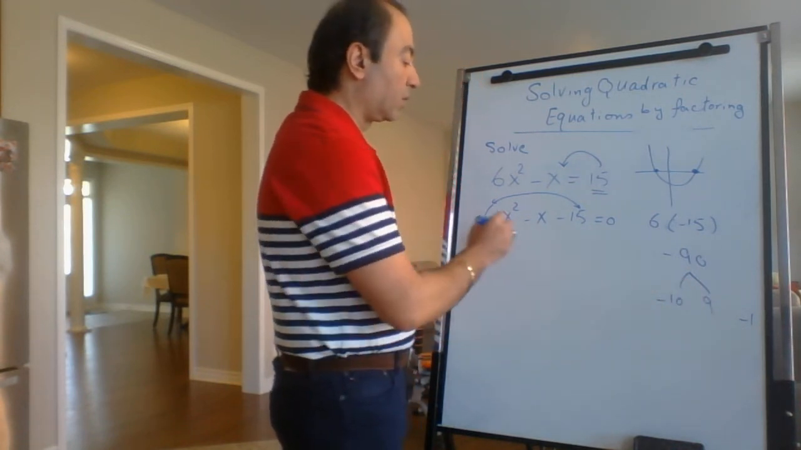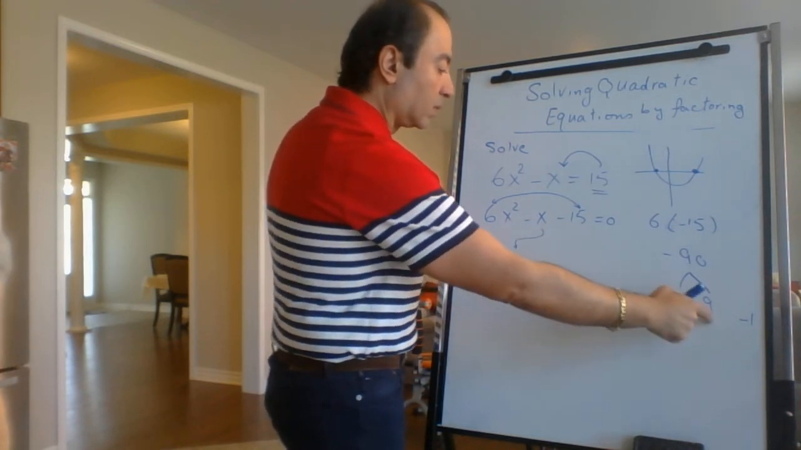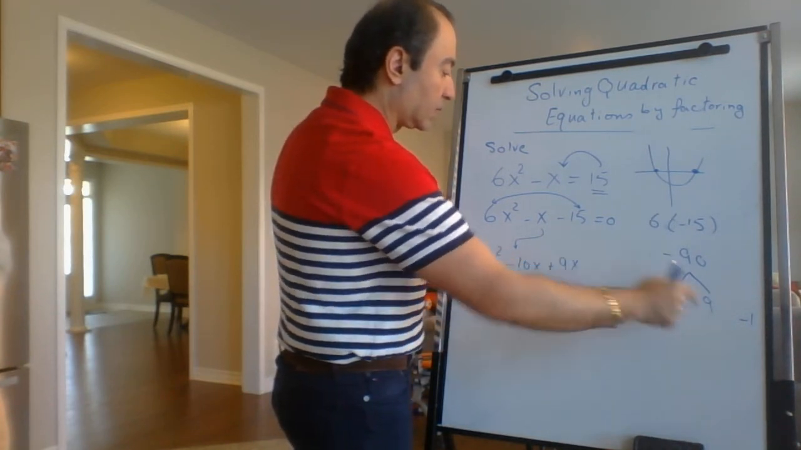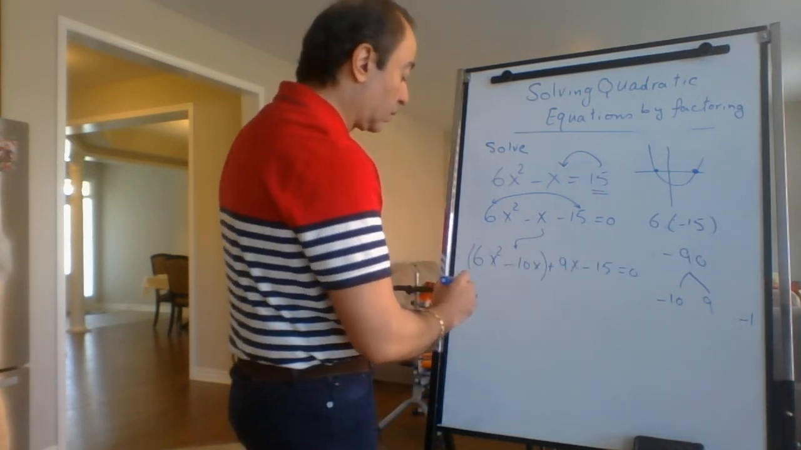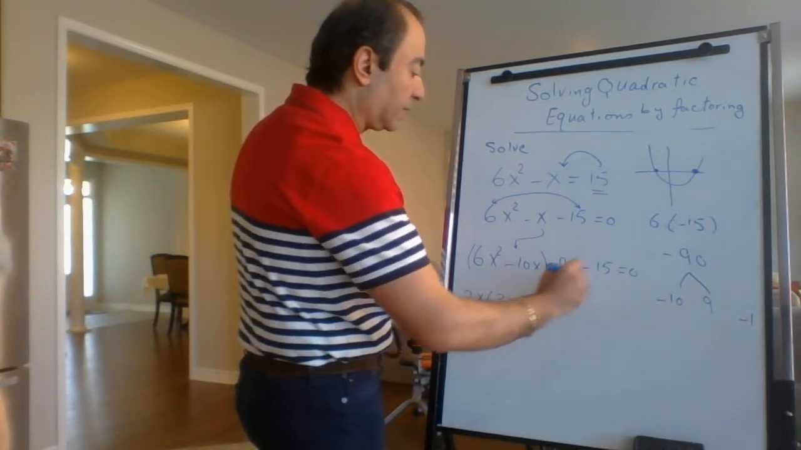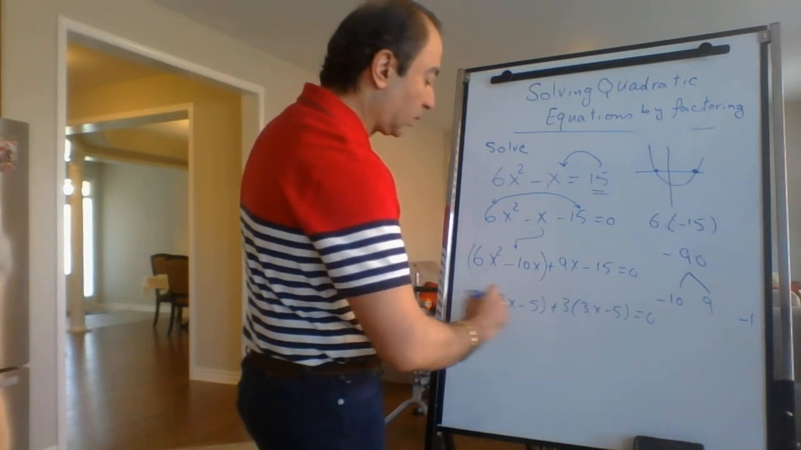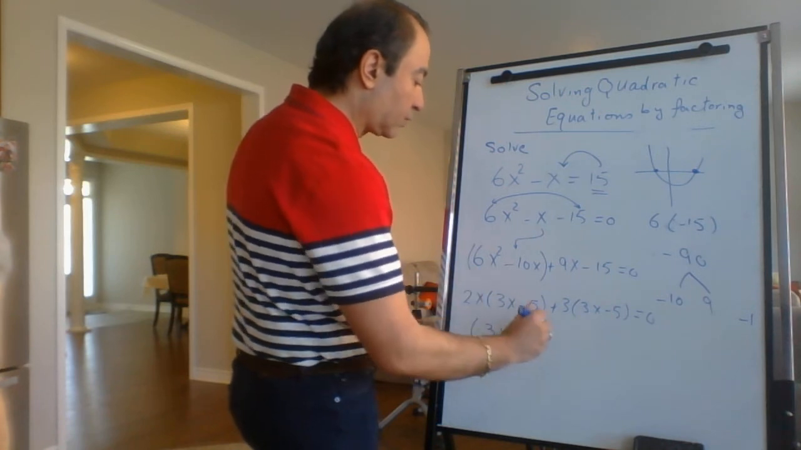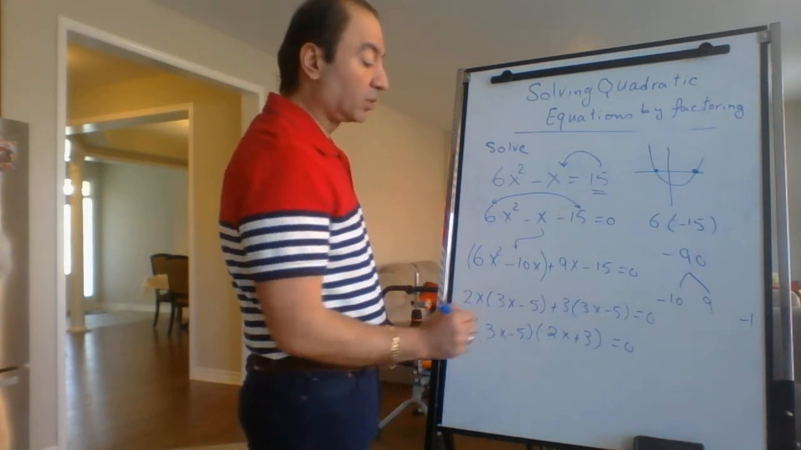What are we going to do with those? We're going to rewrite this, but we're going to break the middle term using these two numbers. Now I factor by grouping. So 2x is common, this is 3x minus 5. And here 3 is common, so 3, that will leave 3x minus 5. What is common here? I see that 3x minus 5 is common, and that will leave 2x plus 3 equals 0. Are we done? No, we are not. We factored, but we didn't solve yet.